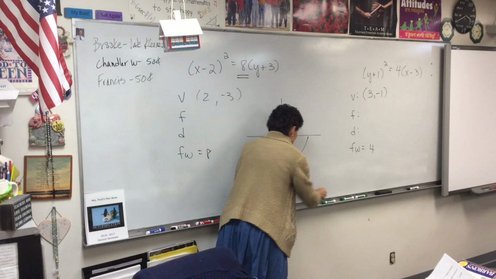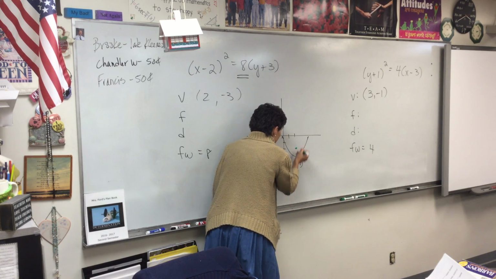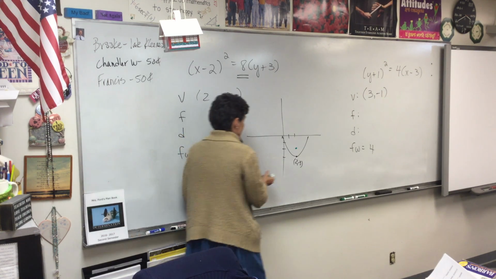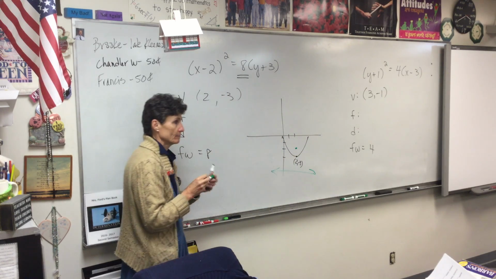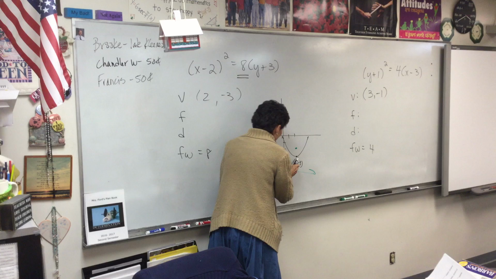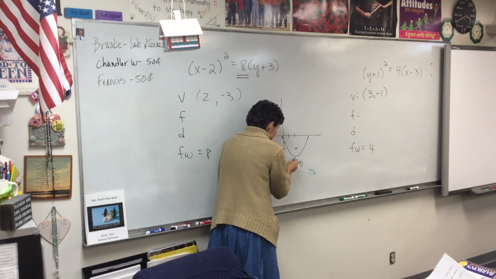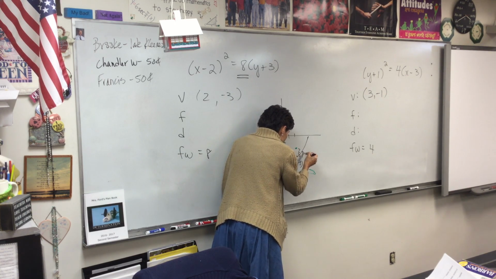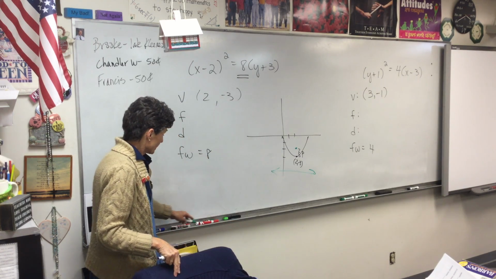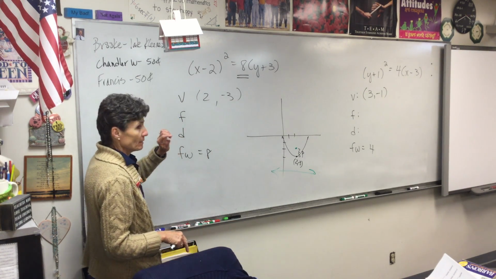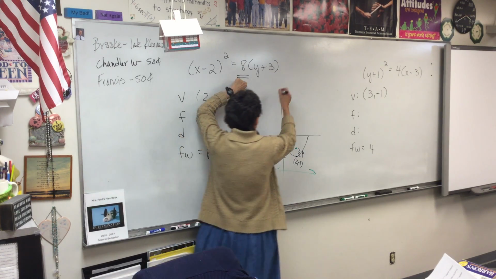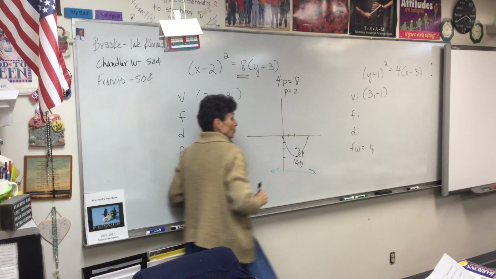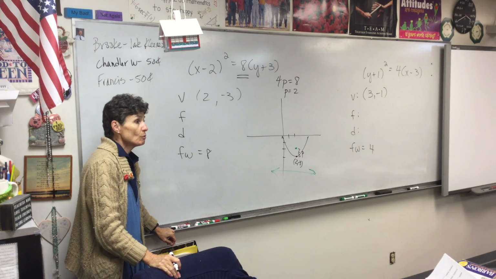Now your focus is straight up somewhere. Your directrix is straight down somewhere. And however far up this is the same distance down. That distance we call P. And in every parabola, that number is what? 4P. So 4P is 8, which means P is 2.